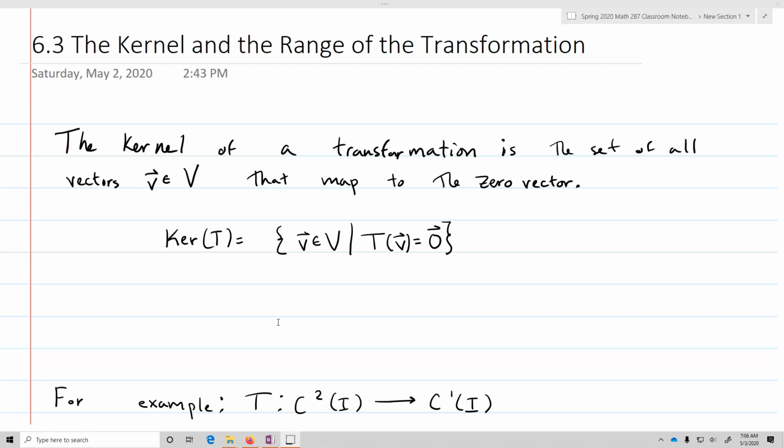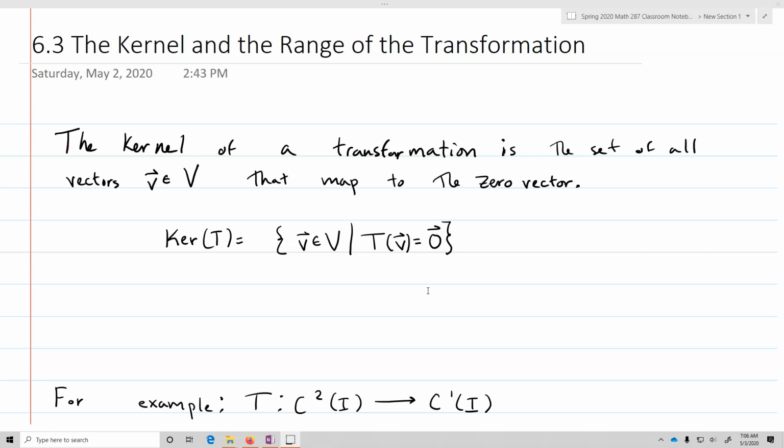what's happening to a space, along two very important lines. The first here is this idea of the kernel of the transformation. So the kernel of the transformation is the set of all vectors v belonging to V that map to the zero vector. So the kernel of T, we say, is going to equal all v belonging to V such that T of v equals 0.